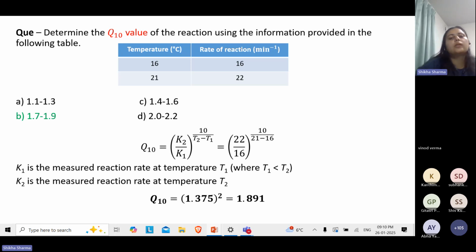So the Q10 is basically how, when we are increasing or decreasing the temperature by 10 degrees Celsius, what happens to the rate of reaction. Rate of the reaction means, when we have the enzymes which we are reacting with some rate, how it changes, how it is affected when there is a change in the temperature.